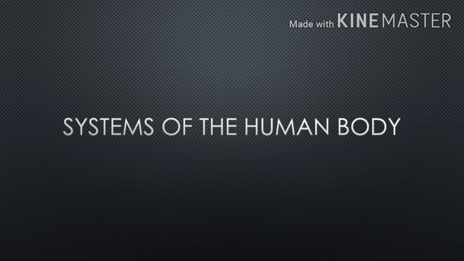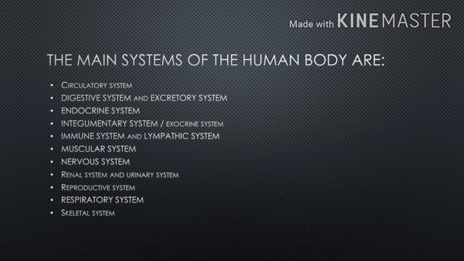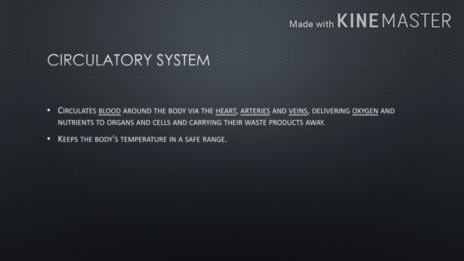Systems of the human body. The main systems of the human body are the circulatory system, digestive system, excretory system, endocrine system, integumentary system or exocrine system, immune system and lymphatic system, muscular system, nervous system, renal system and urinary system, reproductive system, respiratory system, and skeletal system. The circulatory system circulates blood around the body via the heart, arteries, and veins, delivering oxygen and nutrients to organs and cells and carrying their waste products away.